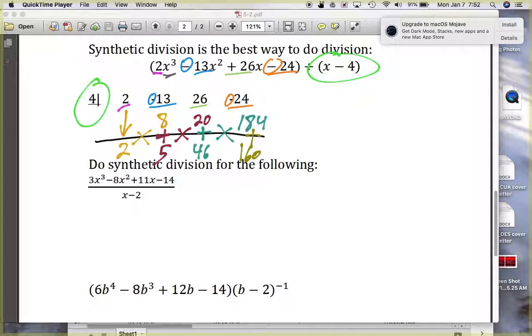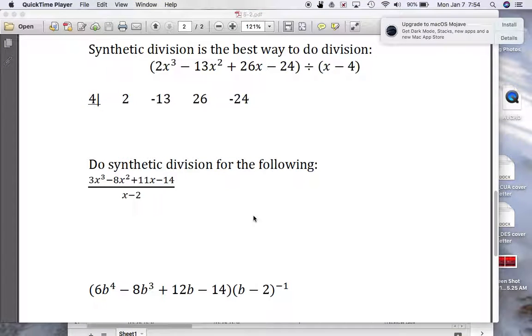You take whatever power you have here and drop it by 1. And then you just continue down. It goes from squared to x to that. And that last number is your remainder. So that is your answer.